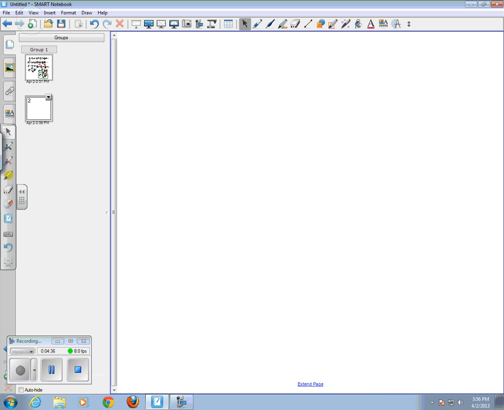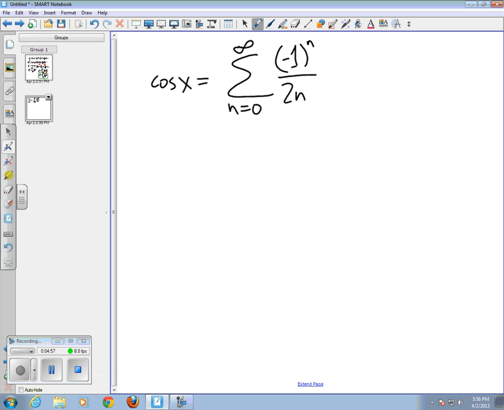All right, let's try another one of those. For this one, let me have you try this one. So let's remember that cosine of x is the sum from n equals 0 to infinity of -1 to the n over 2n quantity factorial x to the 2n. And using that, let's come up with a series for cosine of negative 3x.